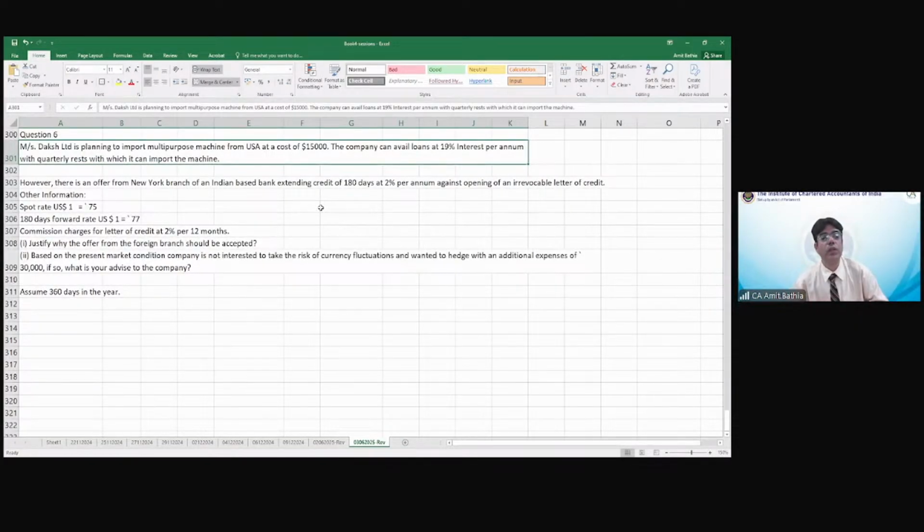All right. So, first things first. As the question itself says, justify why the offer from the foreign branch should be accepted. So, we need to first of all do the comparison. What is the comparison we are going to do? I have an option of either taking a loan at 19% per annum, or the other option is taking an offer from the New York branch of an Indian-based bank. So I will need to do the comparison of these two aspects. Let us start.